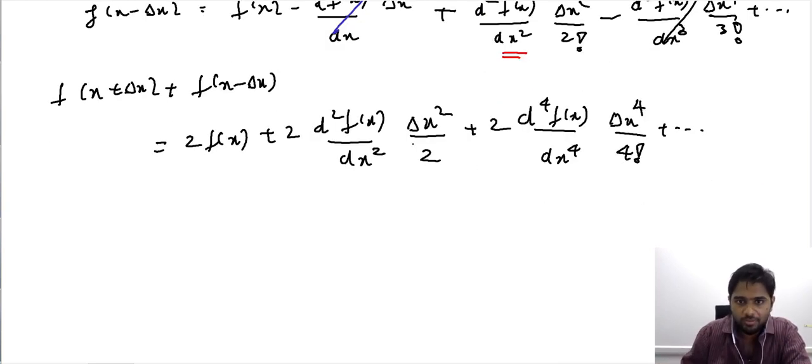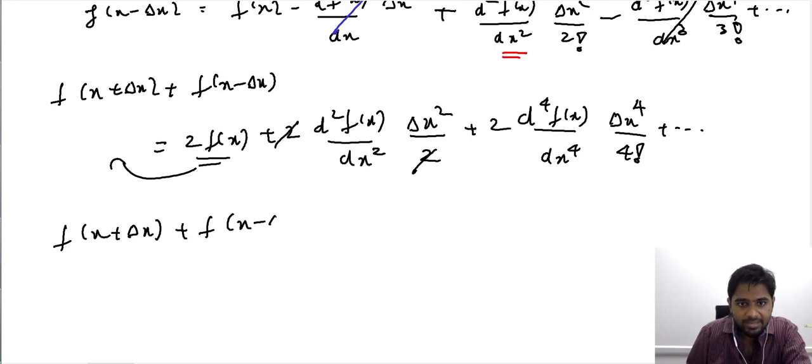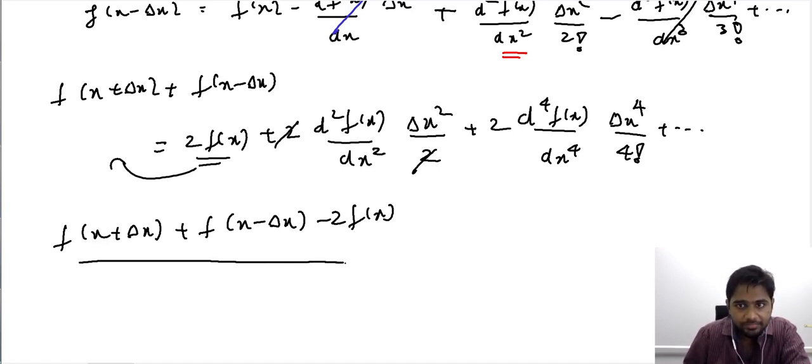Now it is possible for us to cancel these two terms and bring this term to this side. So it will be f of x plus delta x plus f of x minus delta x minus 2 f of x. We are bringing this term here, minus 2 f of x.